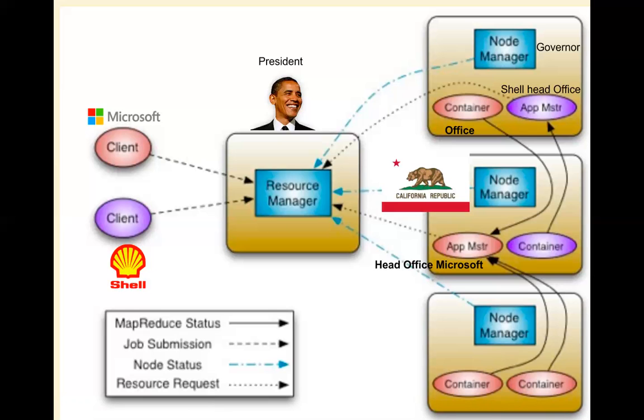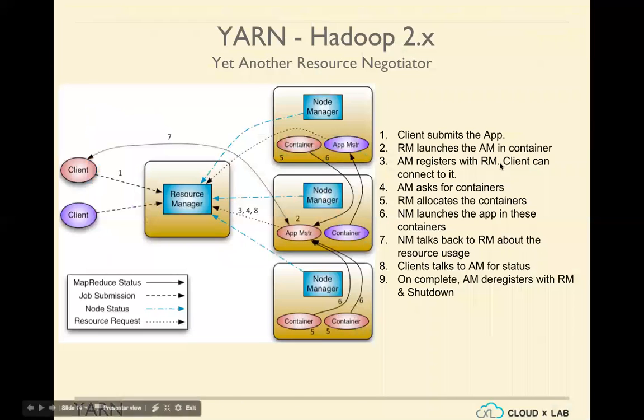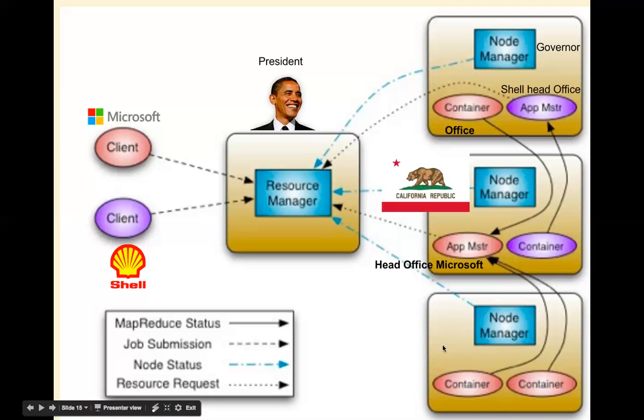So remember this part here. AM registers with RM. Application master registers with RM and the client can seek the status directly from AM. So we can actually take the same analogy with the corporate structure, but I found that this one was easier and more sensible to us.